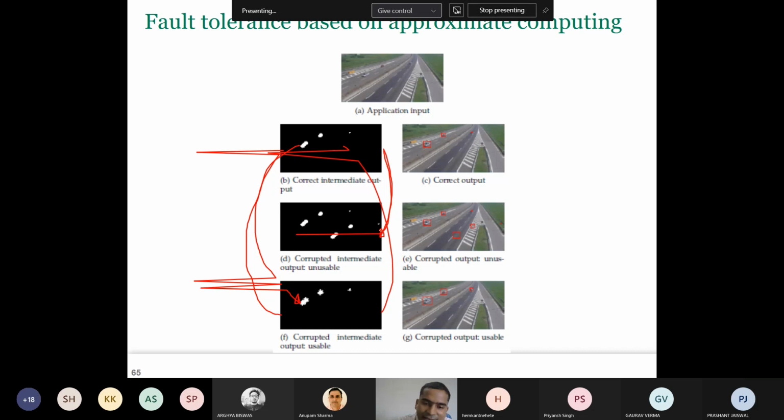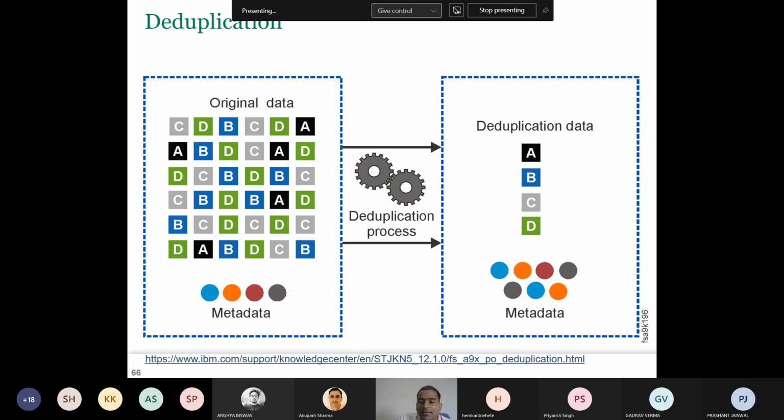Okay, so certain faults I can allow because I can still work correctly, but certain faults I cannot allow because they will cause too much error. Okay, next thing is, is the previous example clear, or do you have any question?